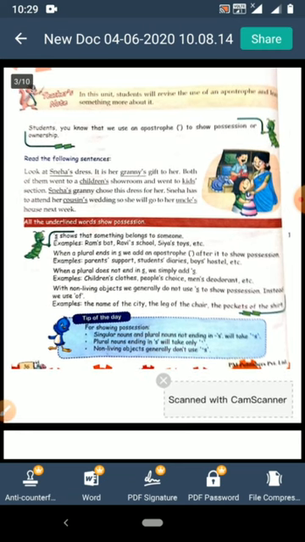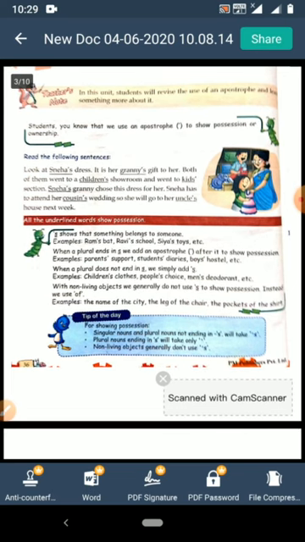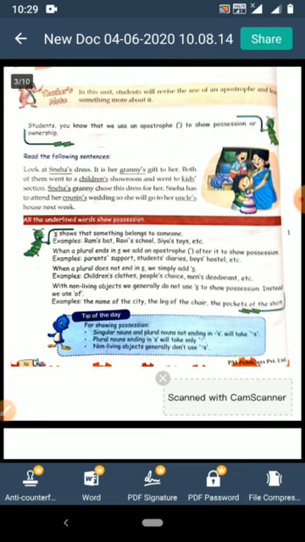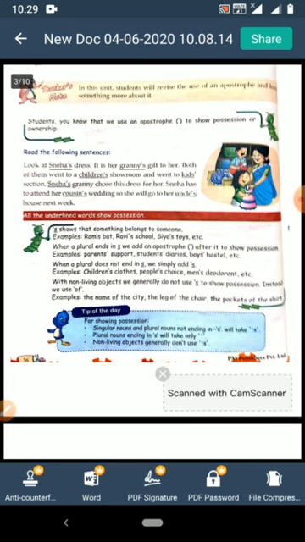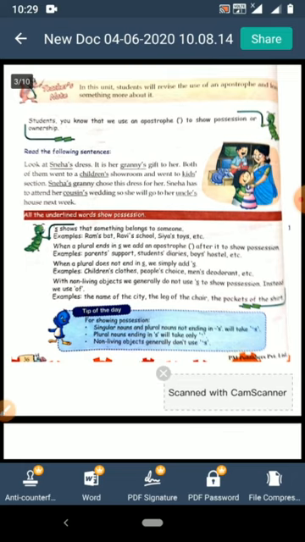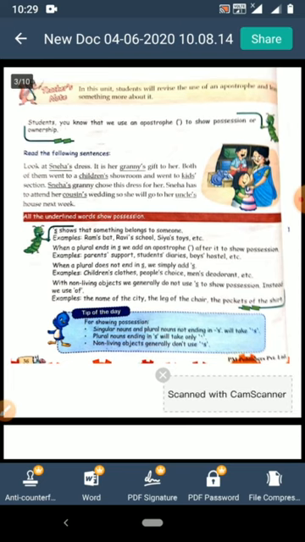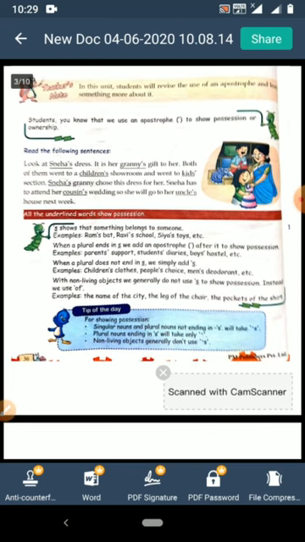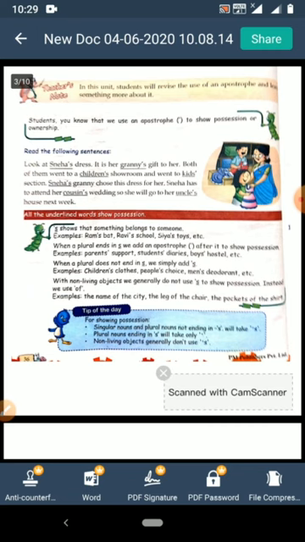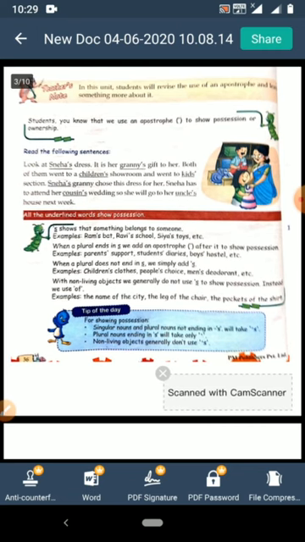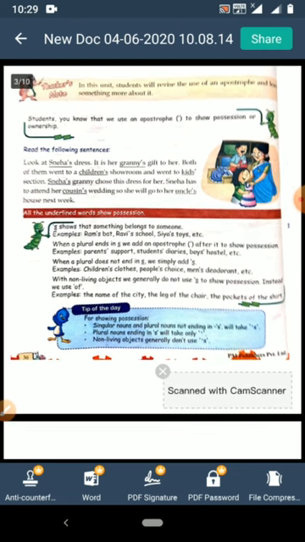When a plural does not end in S, we simply add apostrophe and S. Example, children's clothes. Here the apostrophe is coming after N followed by an S. People's choice. Again in the word people, apostrophe is coming after E followed by an S. Men's deodorant. Again, men is plural, but it does not have an S at the end. So, we are going to use apostrophe and S.